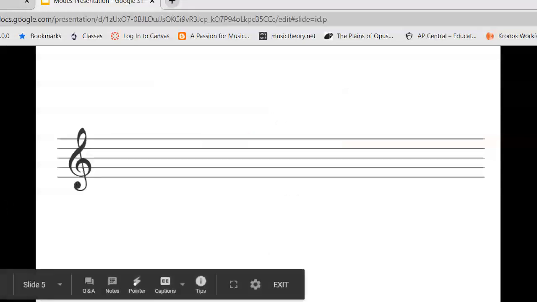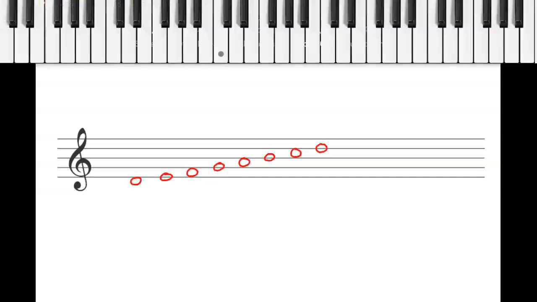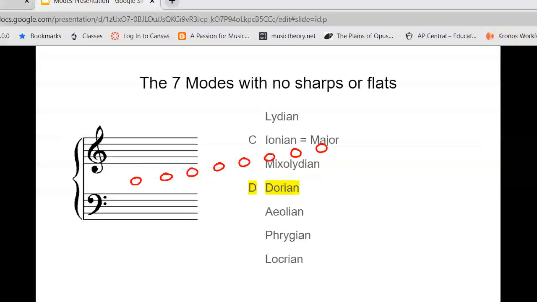If I were to start on D, however, as we just discussed, we could create D Dorian mode. With D as the tonal center, I could write a melody in D Dorian mode. And there again is what it sounds like. So with no sharps or flats, starting on C, ending on C, I get Ionian. Starting on D, ending on D, or with D as the tonal center, I get Dorian.